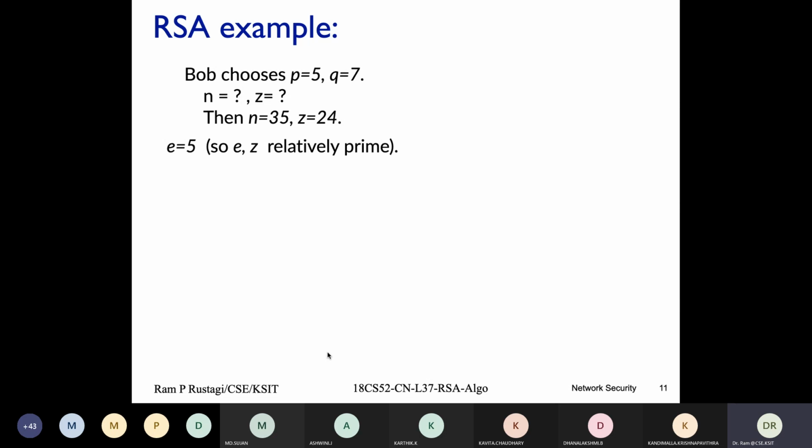Now choose a number E which is relatively prime to Z. Z is 24. We choose 5. 5 is relatively prime to 24. Now your job is to find D such that E into D modulo Z gives me 1. Having chosen E, what should the value of D be so that E into D modulo 24 gives me 1? Anyone like to give?